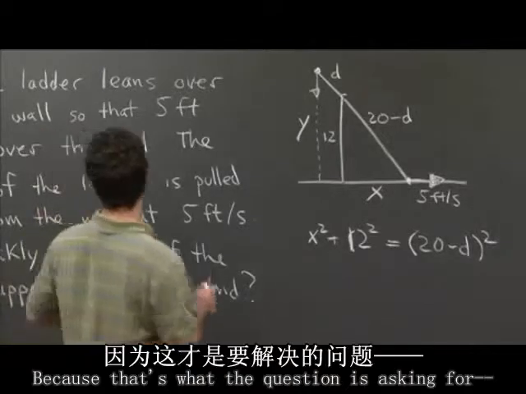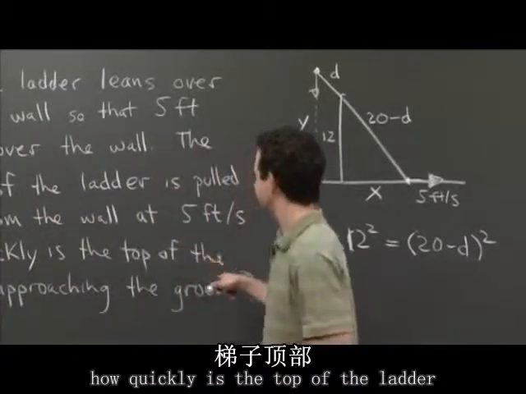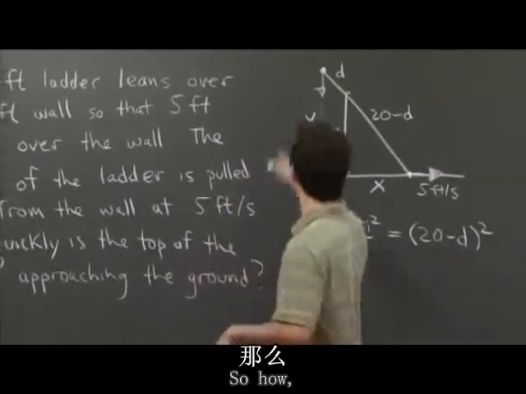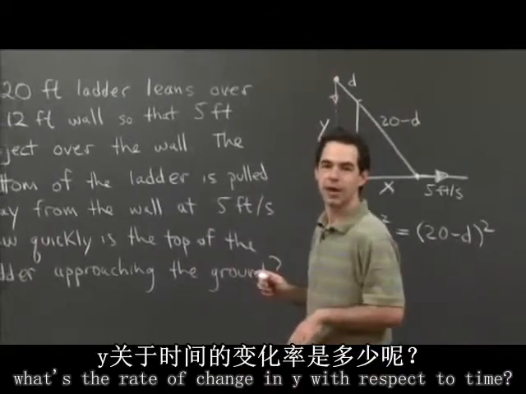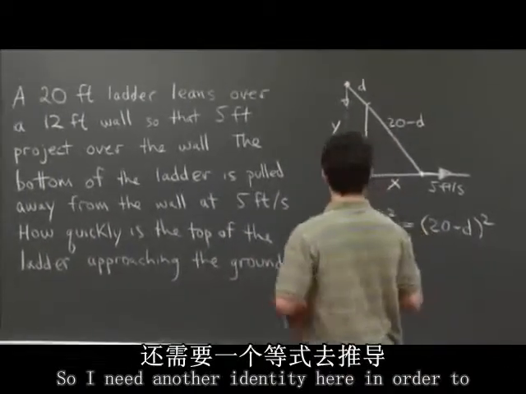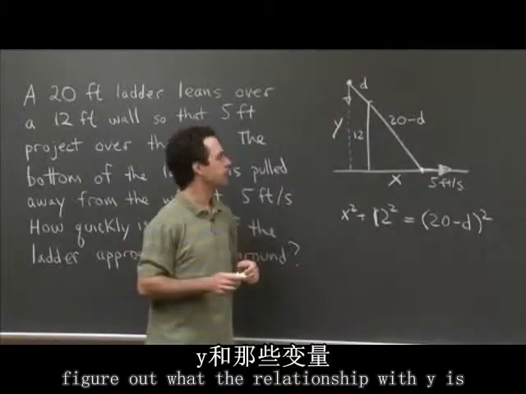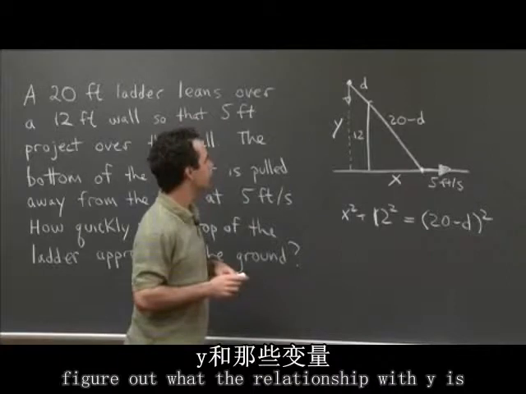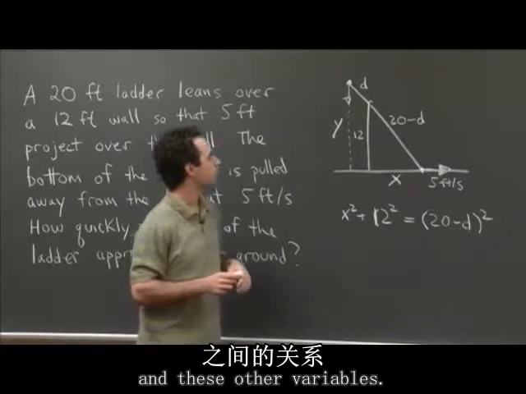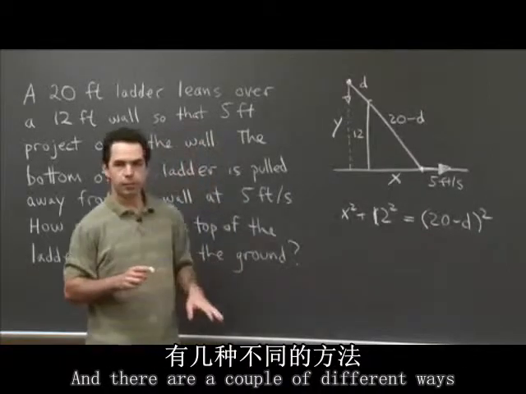Right, because that's what the question is asking for. How quickly is the top of the ladder approaching the ground? So what's the rate of change in y with respect to time? So I need another identity here in order to figure out what the relationship is between y and these other variables. And there are a couple of different ways to go about this.